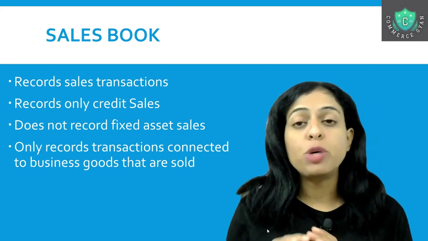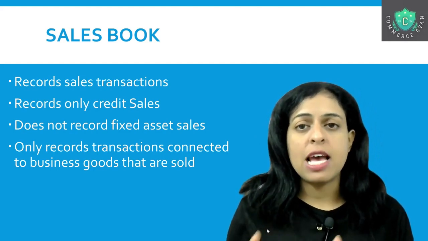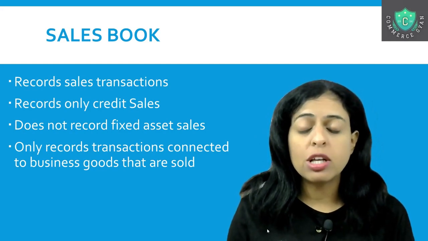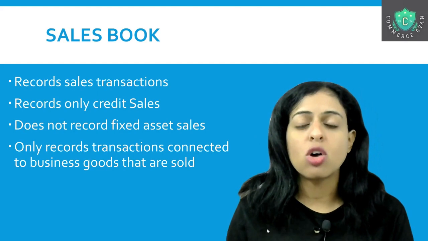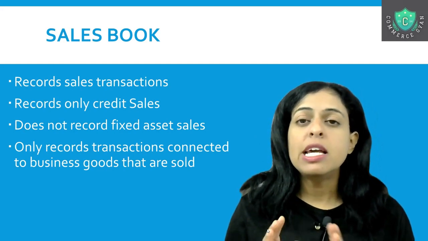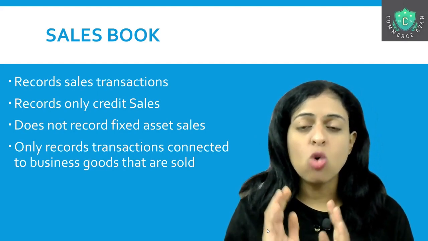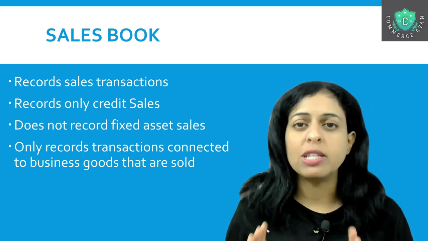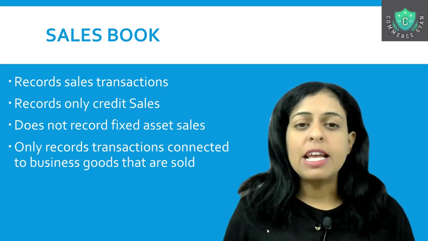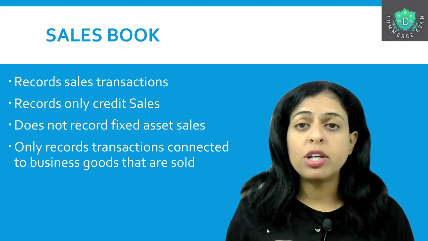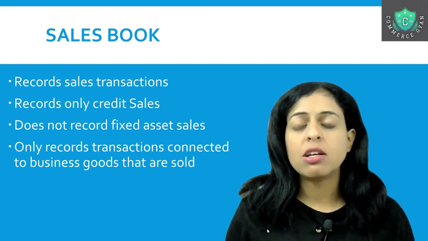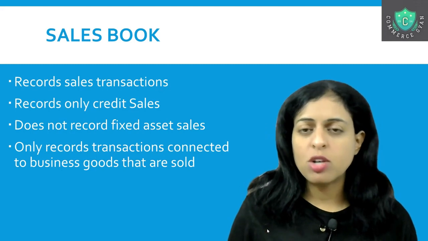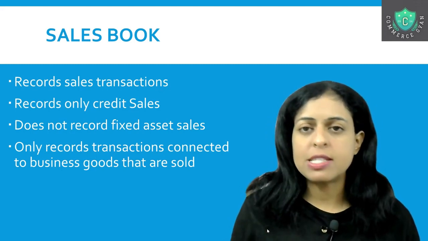In the sales book also, we don't record the fixed asset sales. No matter what that asset is, if it is not goods, not the stock which is being sold by the business, it is not going to be recorded in the sales book. So fixed asset sales are not to be recorded in the sales book. Next, you have to record only the transactions connected to the business goods. That's what I told you, that you don't have to record the fixed assets.